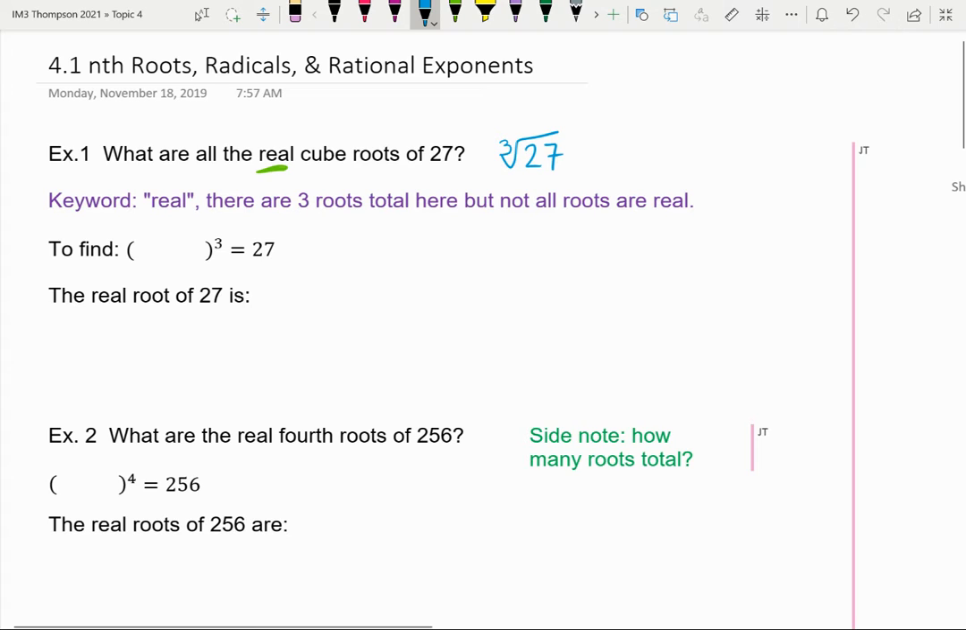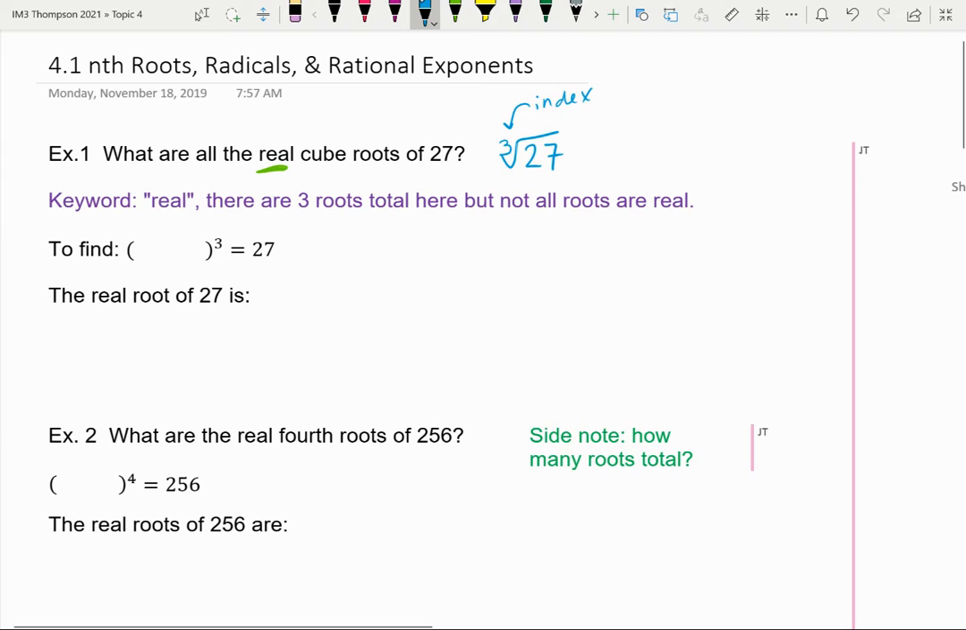Now, we're not used to seeing a number there, right? When we do a square root, it's assumed to be a 2, but we don't actually write the 2. But if it's any other number, we have to write that number in there. So this little 3 is in the index position. So remember, that's called the index. So we're looking for the cubed root of 27.